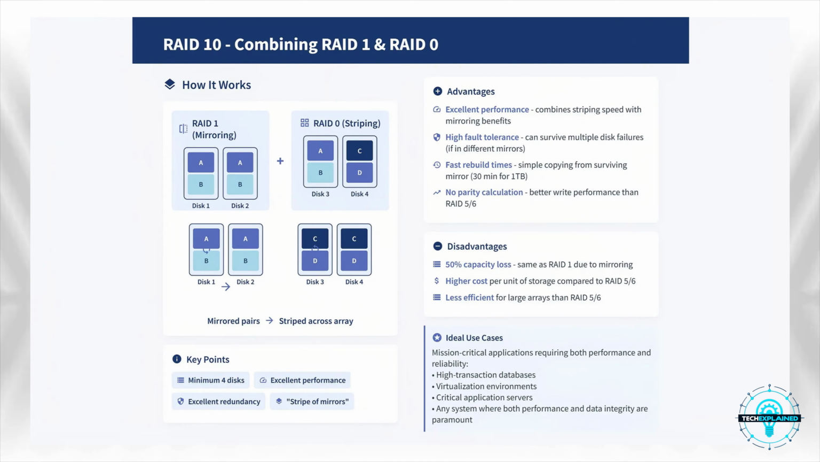RAID 10, also known as RAID 1+0, combines the mirroring of RAID 1 with the striping of RAID 0. It requires at least 4 drives and is implemented by first creating mirrored pairs of drives, then striping data across these pairs. This configuration provides both the performance benefits of striping and the redundancy of mirroring.